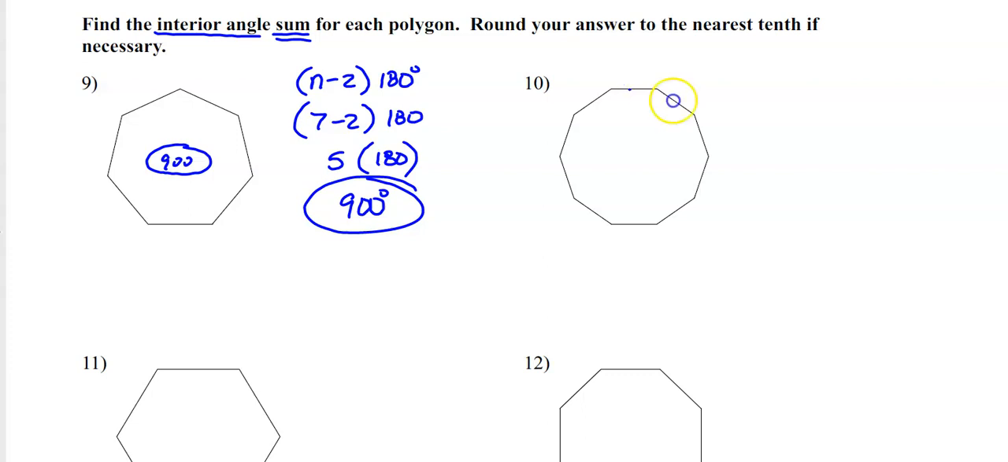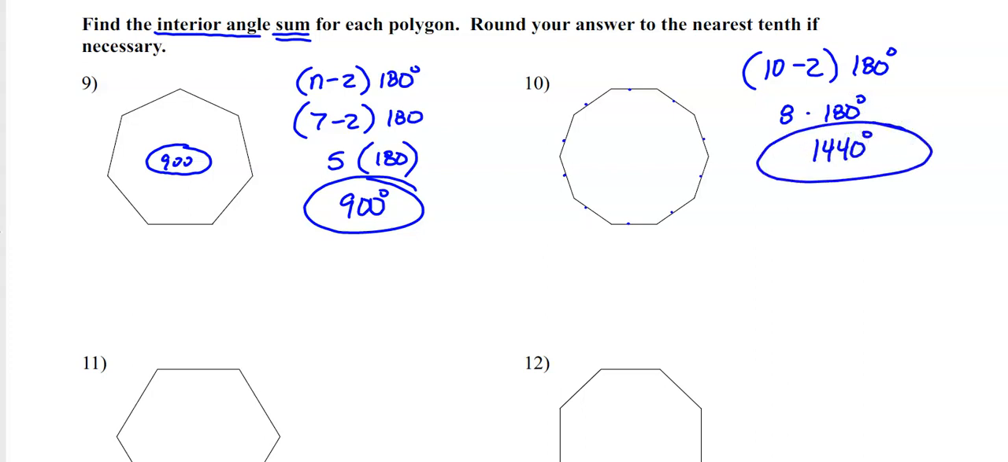Next one, so we have 1, 2, 3, 4, 5, 6, 7, 8, 9, 10. So this has 10 sides. So I'm going to do 10 minus 2 times 180 degrees, which is 8 times 180. 800 and 640, I believe, 1,440 degrees. Definitely double check me because I'm just kind of doing this in my head as I go. Try not to use a calculator too often so I don't slow it down. But if I screw up, definitely put something in the discussion comments during our office hours to let me know I screwed up.